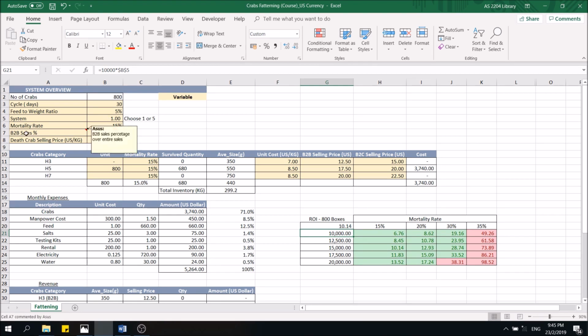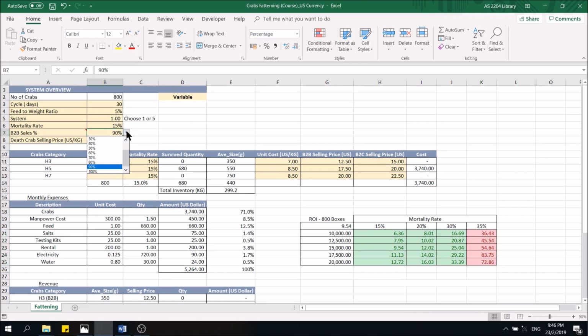So now we talk about B2B sales. Let's say if I have 10% B2C sales, actually I can make my returns faster, as you can see from here. So with mortality 35%, you will still see red color here.